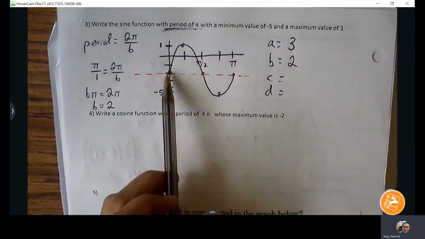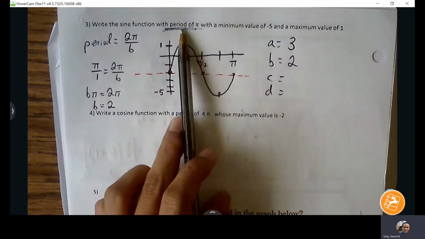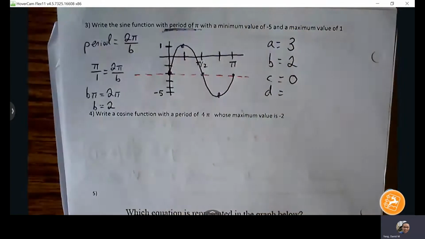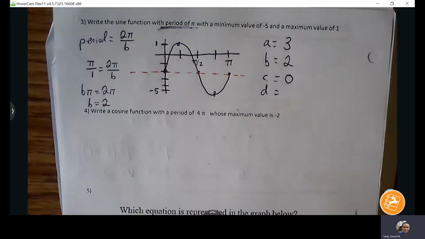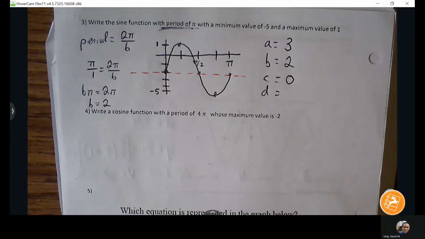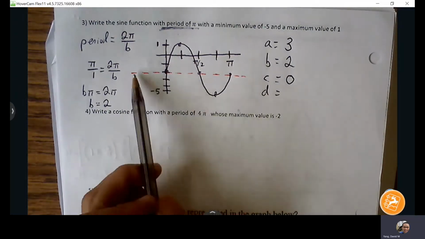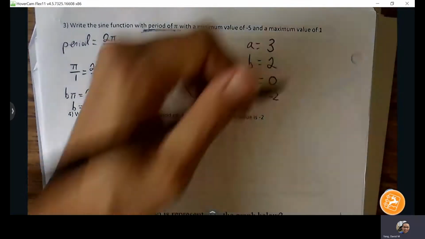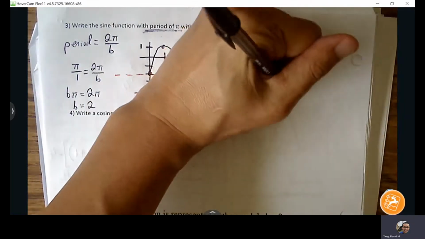C value. Right, we're creating the simplest function that we can create, so we're just going to do a shift of 0. And what's our d value? -2, where the dotted line is. Okay, so let's write our sine function.